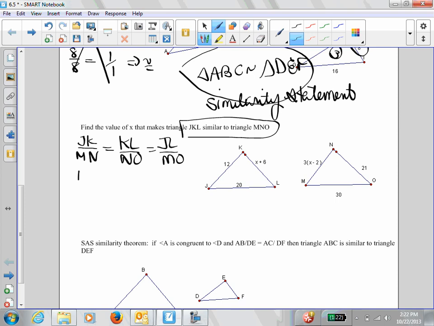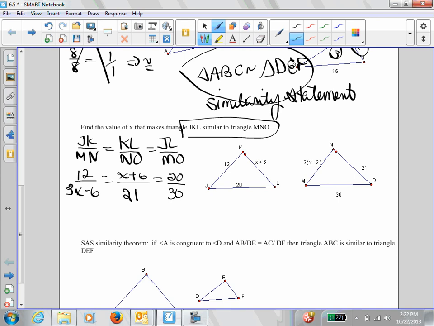JK is 12. MN is, I'm going to write that as 3x minus 6 instead of 3 times x minus 2. Okay. KL is x plus 6. NO is 21. JL is 20. MO is 30. So if they're similar, we have to have a scale factor. What's our scale factor going to be?